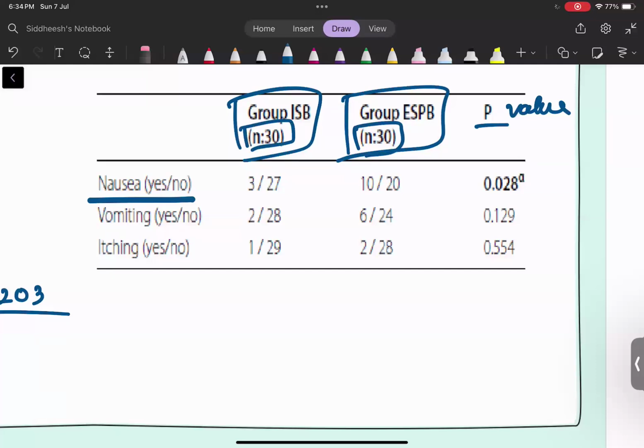If I ask you which group has more nausea, what will we answer? Group number 2, that is ESPB. Out of 20, 10 patients have nausea. What about group 1, that is ISB? Out of 27, only 3 patients have nausea. Is it significant? Yes, it is significant.